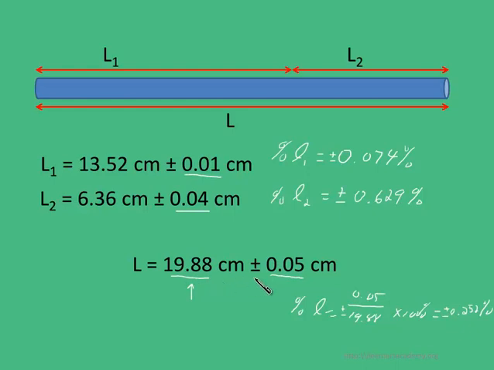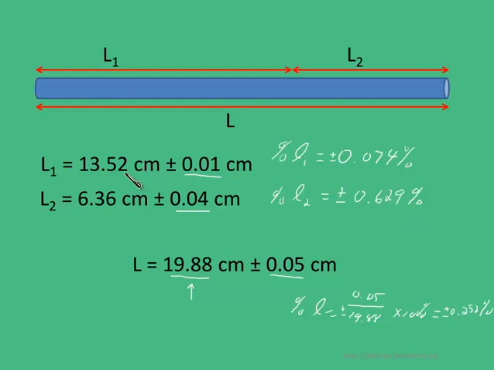Let's look at the relative error in the total length of the tube. If we divide 0.05 by 19.88 and multiply it by 100, we get 0.252. Obviously, this is not equal to the sum of these two. The sum of these two would give us 0.7 more or less.